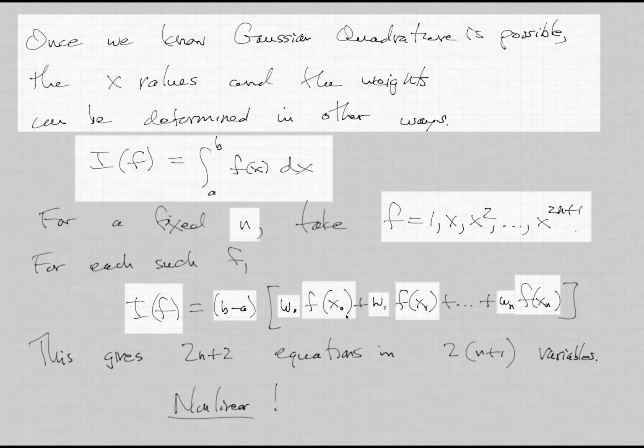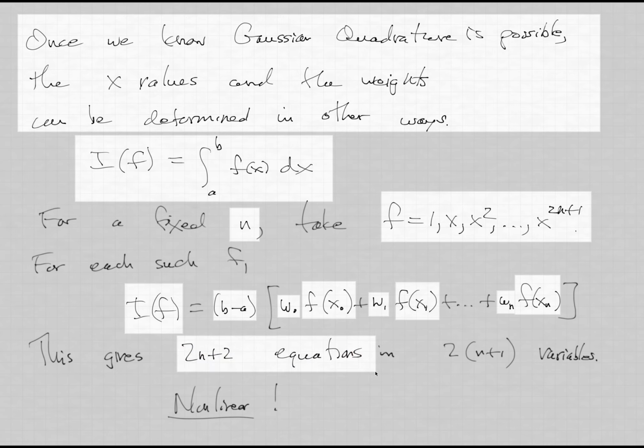So if you think about it, what have you got? If you write out an equation like this, for all the cases as the powers of x go from x to the 0 up to x to the 2n plus 1, what we end up with is 2n plus 2 equations, right?